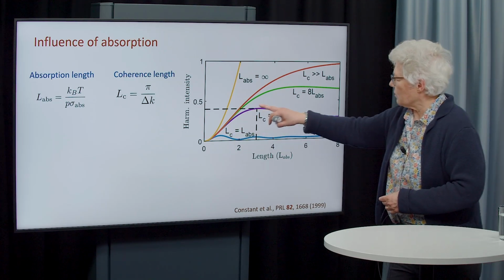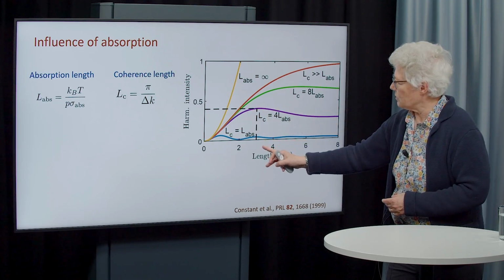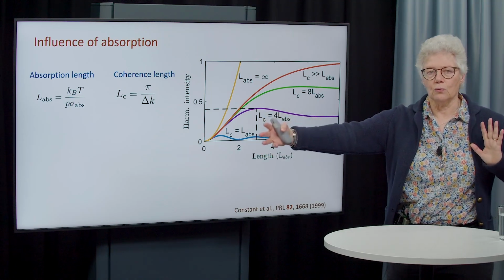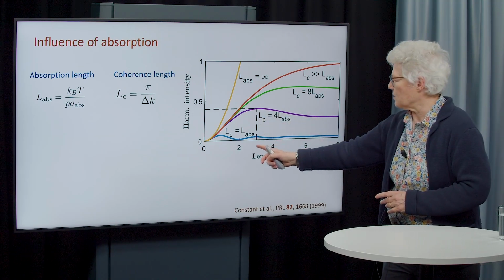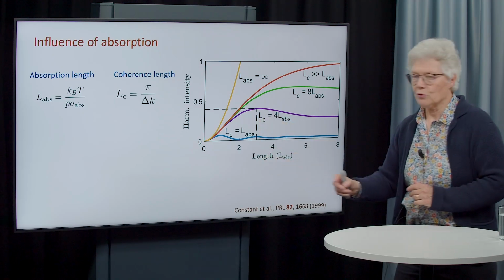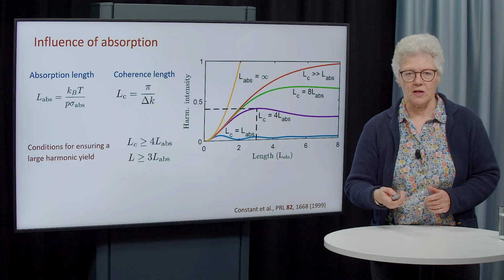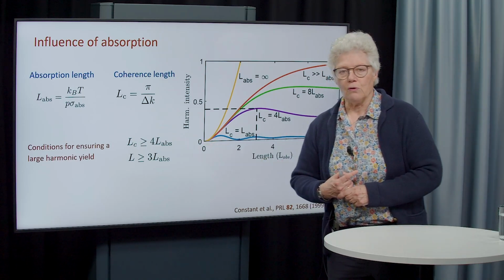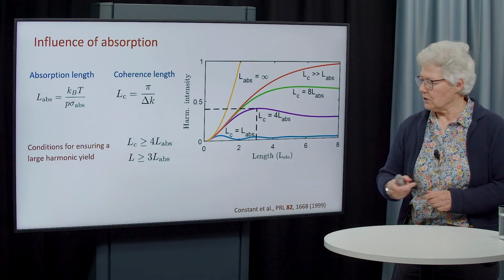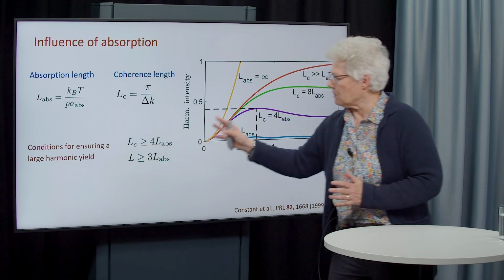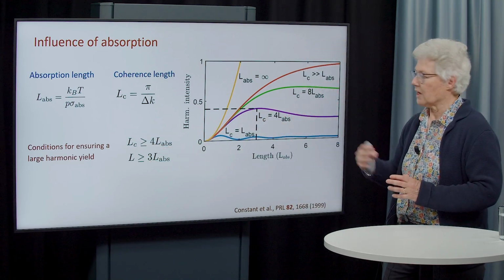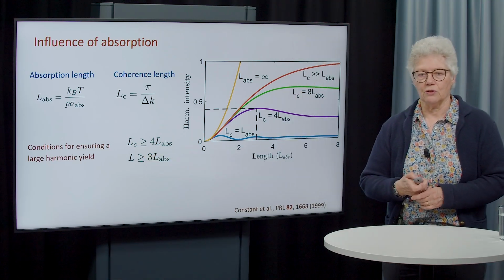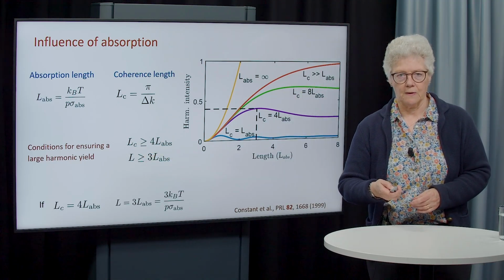And you see that if you follow this line, you don't need to have a very long medium, but a length of the medium equal to 3 times the absorption length is actually a good condition to ensure a large harmonic yield. So we need to have a coherence length larger than typically 4 times the absorption length, and a length of the medium larger than 3 times the absorption length.